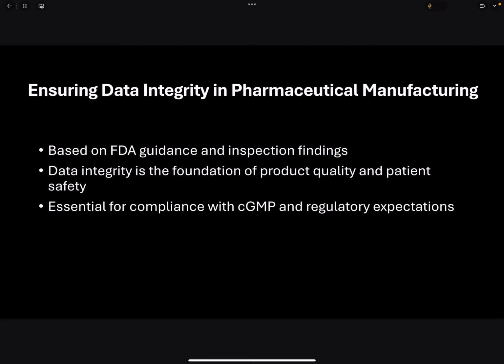Welcome everyone. Today, we are talking about one of the most important topics in the pharmaceutical world, data integrity. If you are new to the industry, you will hear this term all the time. It's the backbone of everything we do, from manufacturing to testing to regulatory submission. In this session, I will walk you through what data integrity really means, why it's so critical for patient safety, and how you can help maintain it in your daily work.